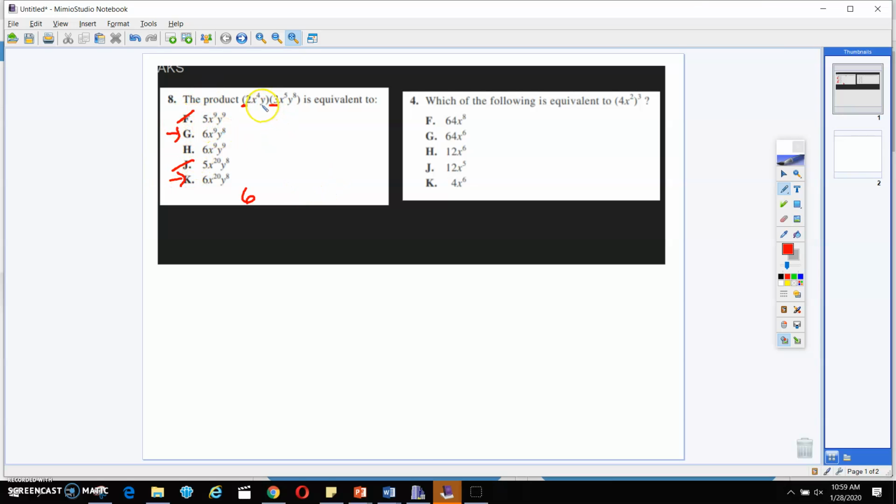Okay, so then we're going to look at our variables. We can multiply our variables. x to the 4th times x to the 5th. When we multiply variables, what happens to our exponents? You add the exponents, so that's going to be x to the 9th, right? Okay, so that takes out K, and that leaves us with J, G, or H.